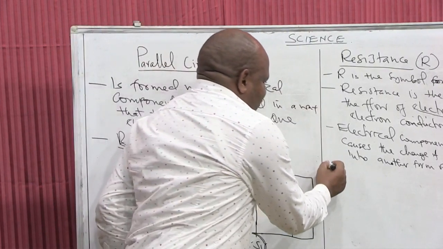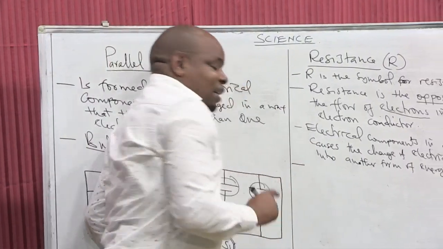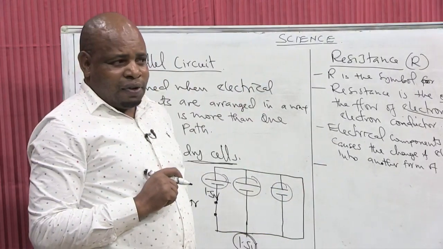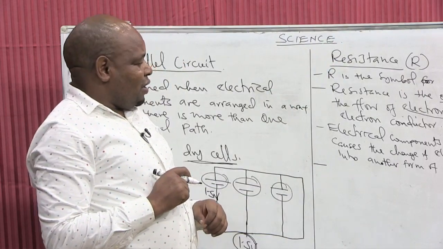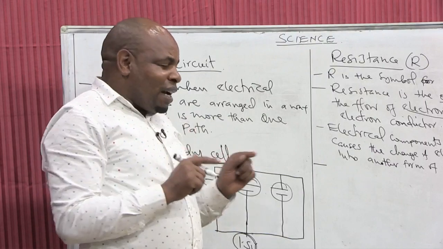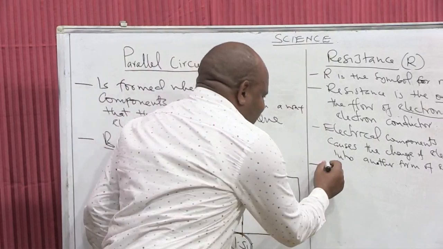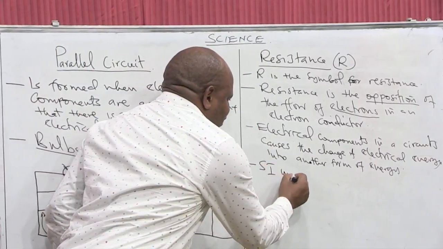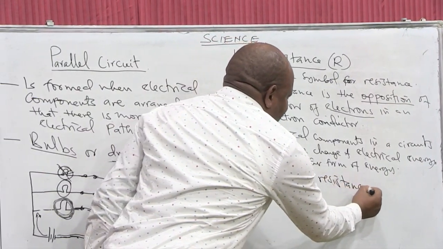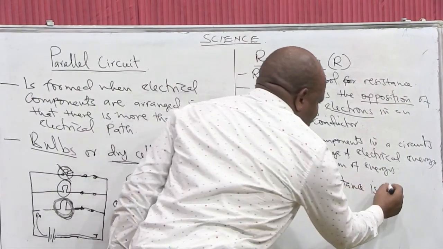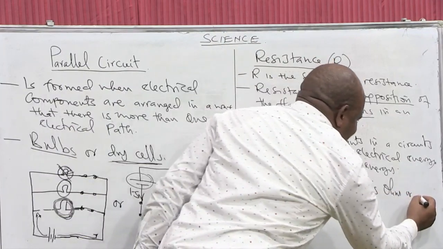The resistance has got standard units. You can be taught to find the resistance. And after getting your answer, you have to write the units of the resistance. So the SI unit of resistance is ohms, or it is denoted by this sign here.